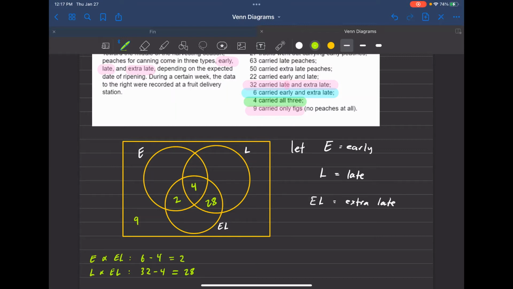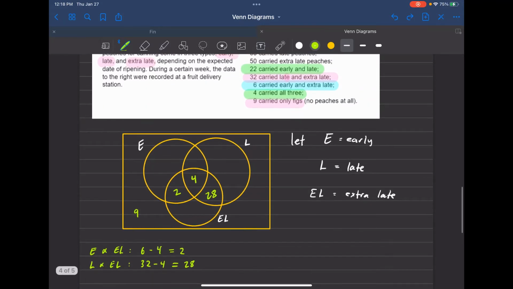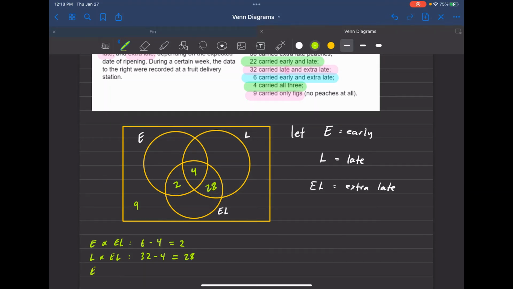Now, moving on to the next piece of information, we have 22 carrying early and late. So early is this region and late is this region. So we know 22 of them are in their intersection. That is this one right here. Now I have 4 in there. That means I can find the missing region by simply subtracting 4 from 22. So early and late, 22, and we're going to subtract 4 from it. That would give us 18.